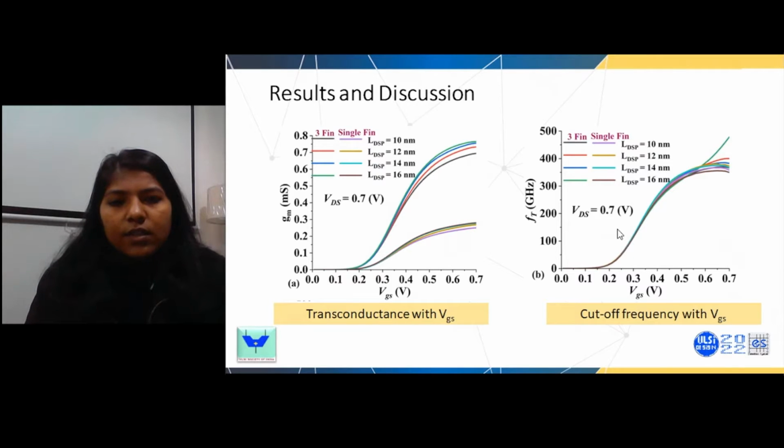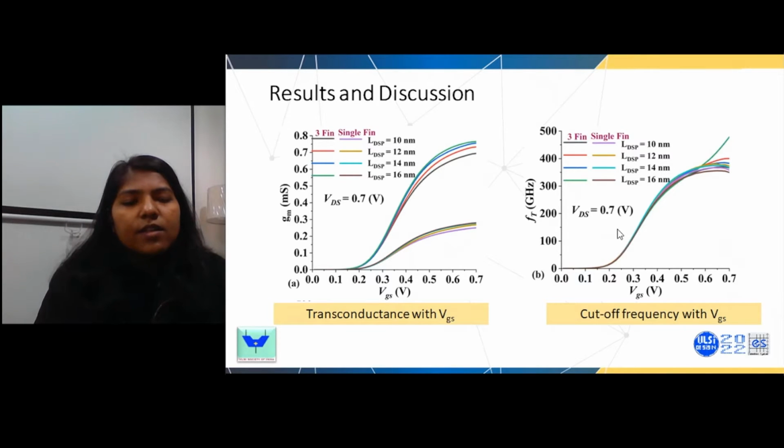We can see here the transconductance is also increased in the case of the 3-fin structure as compared to the single fin structure. As we have already seen, for the same voltage there was quite high drain current in the 3-fin structure when compared to the single fin structure. This overall impact can be seen in the cutoff frequency, which is on the right hand side of this slide.